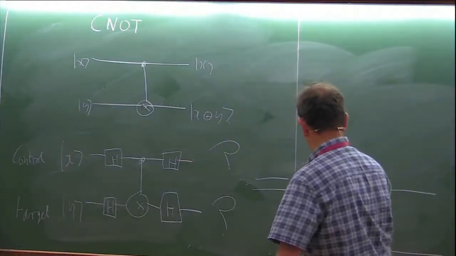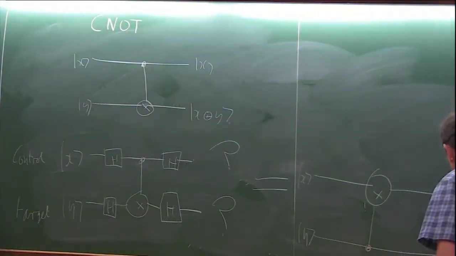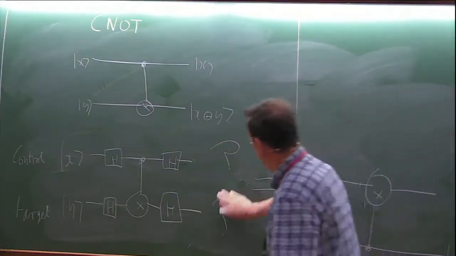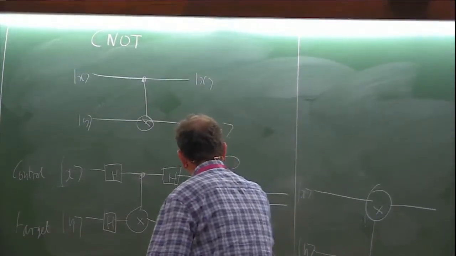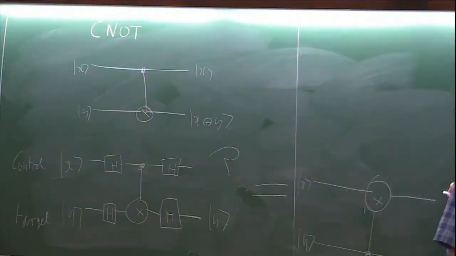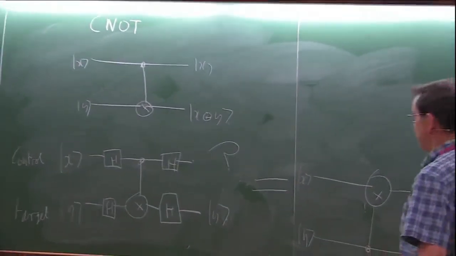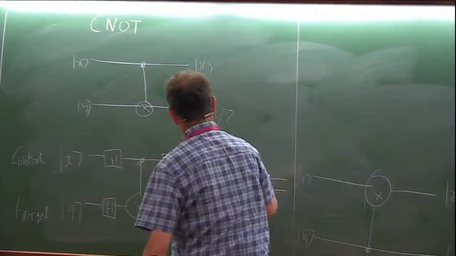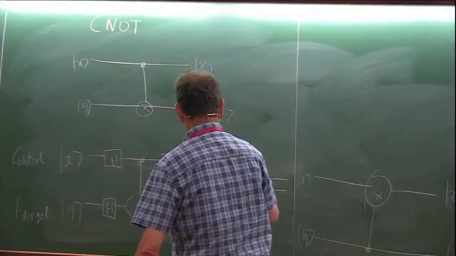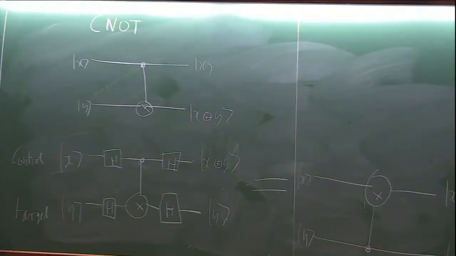So if this is X and this is Y, the lower bit is unchanged. So this will be Y. And the upper one will have the exclusive OR of X and Y. So we will need these results in what's going to come a little bit later.